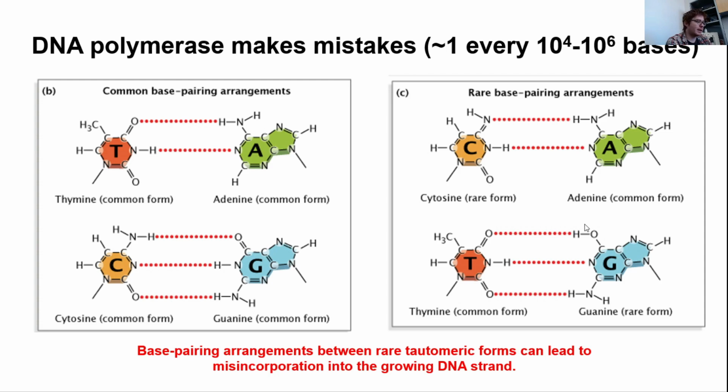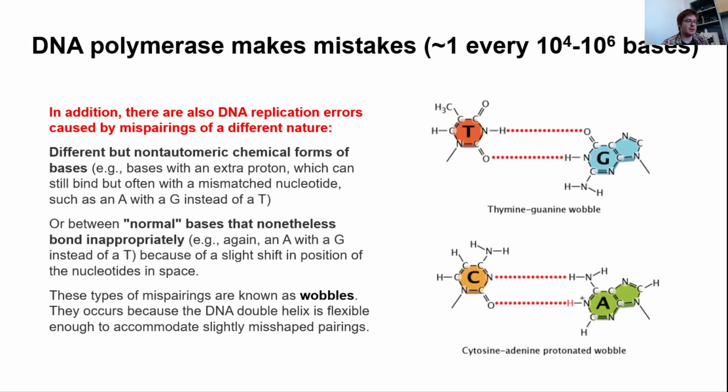cytosine in this rare tautomeric form can base pair with adenine. And so these base pairing arrangements between rare tautomeric forms can lead to misincorporation into the growing DNA strand. So these are bad. That's one way that mistakes are made.